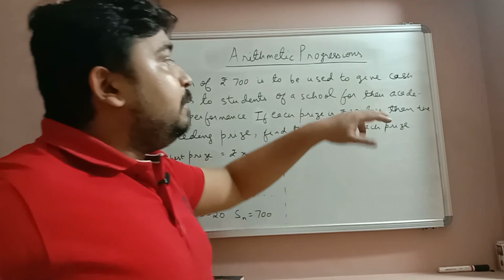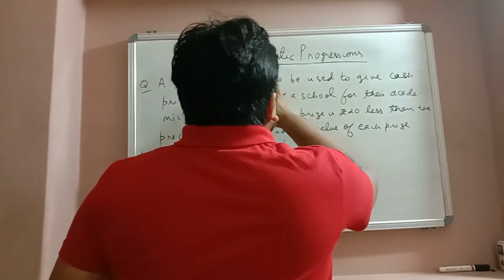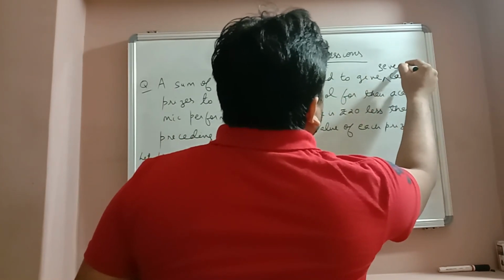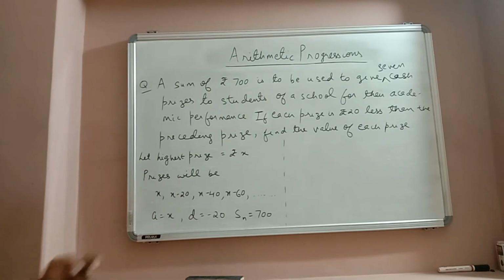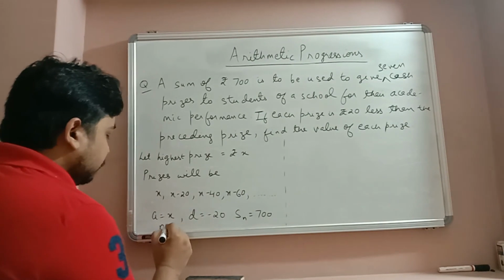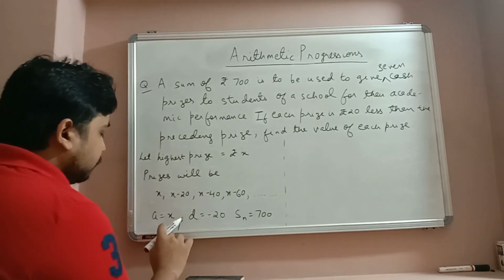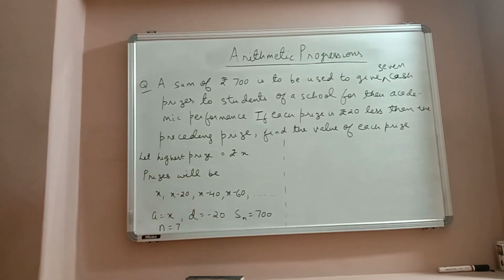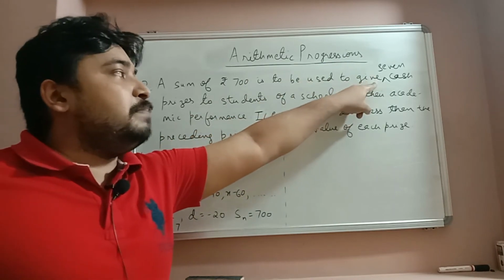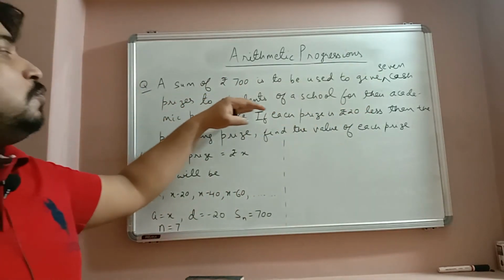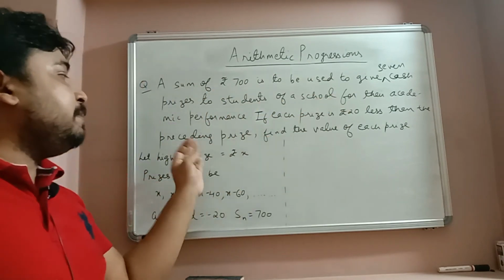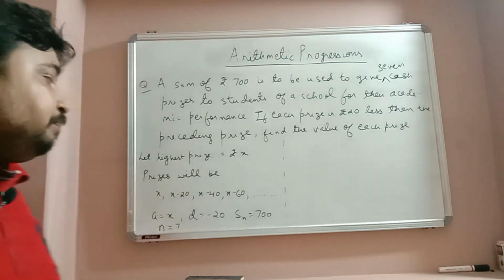I missed out one piece of information in this question. It says 700 is to be used to give 7 cash prizes. So the number of cash prizes to be distributed is 7. So here n is 7. Please make this correction: the sum of rupees 700 is to be used to give 7 cash prizes to students of a school for their academic performance. If each prize is 20 rupees less than the preceding prize, find the value of each prize.